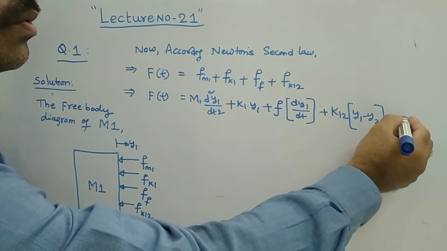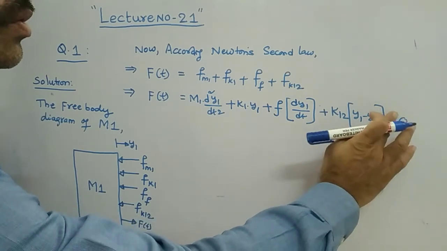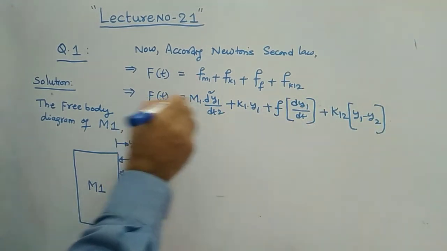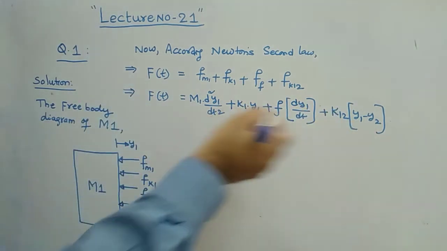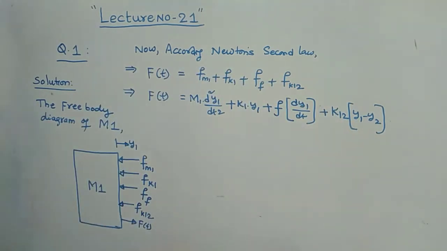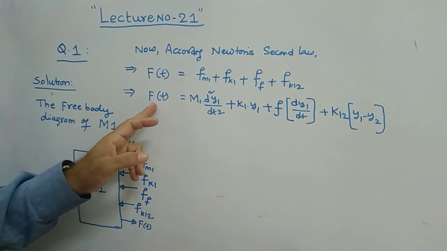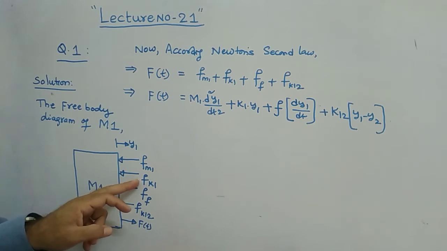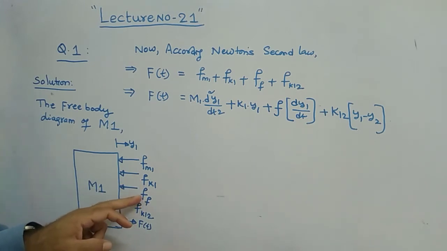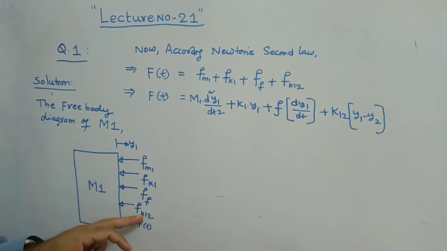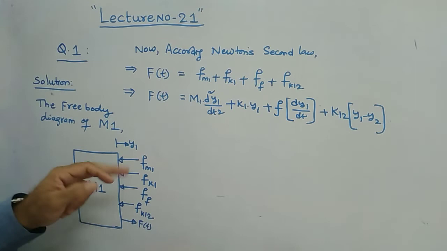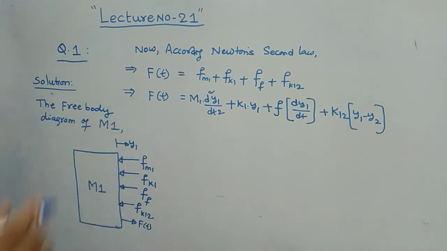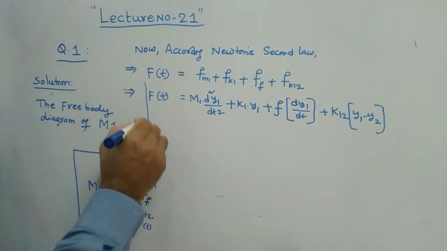This is equal to 0. It's not 0 because it is f of t. F of t is equal to... Therefore, this is your differential equation. Clear? So, applied force f of t is equal to m1 into d square y1 by dt square, and fk1 is nothing but k1 into y1. Ff is equal to f into dy1 by dt, and fk2 is nothing but k12 of y1 minus y2. F of t is, however, the applied force. So, this is your differential equation.